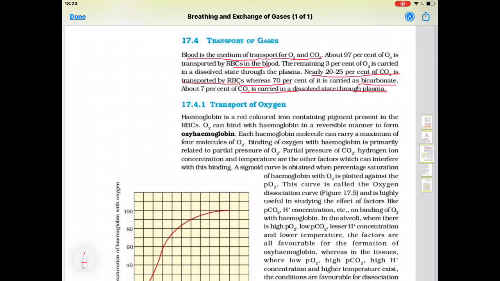The detail of that we will study next time under the transport of oxygen and transport of carbon dioxide. I hope this is clear.